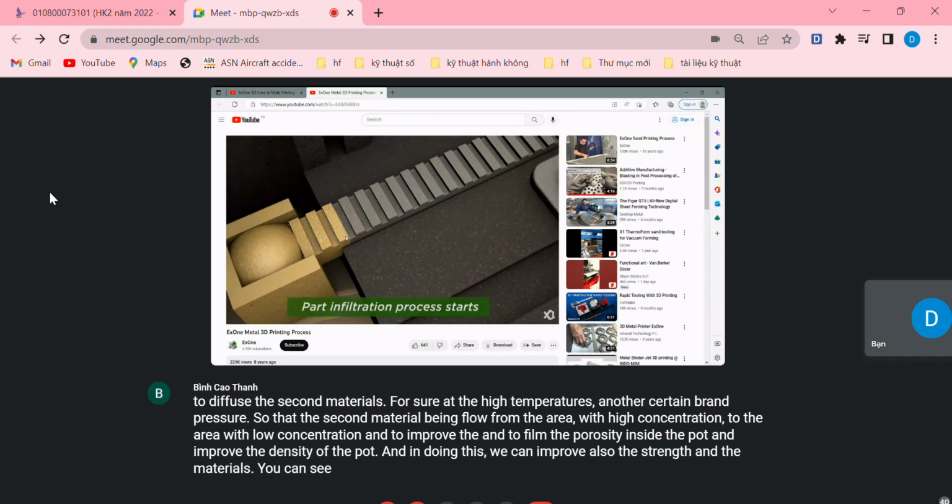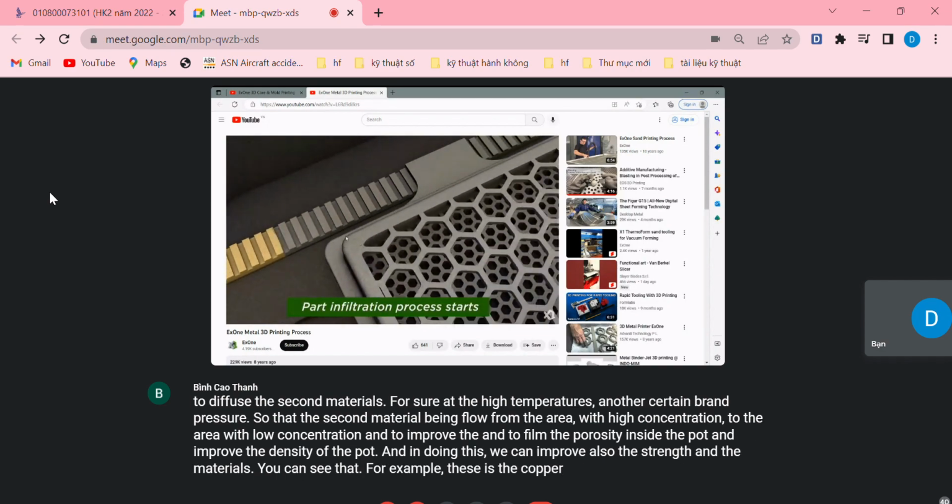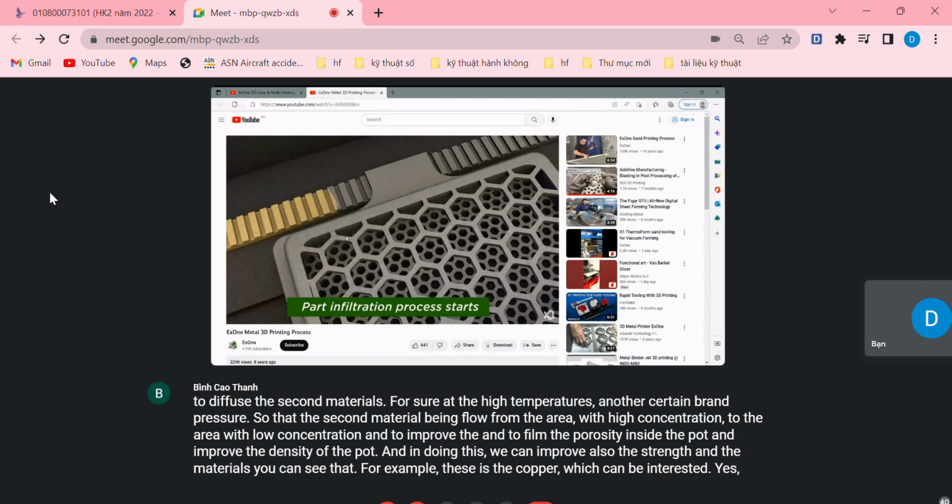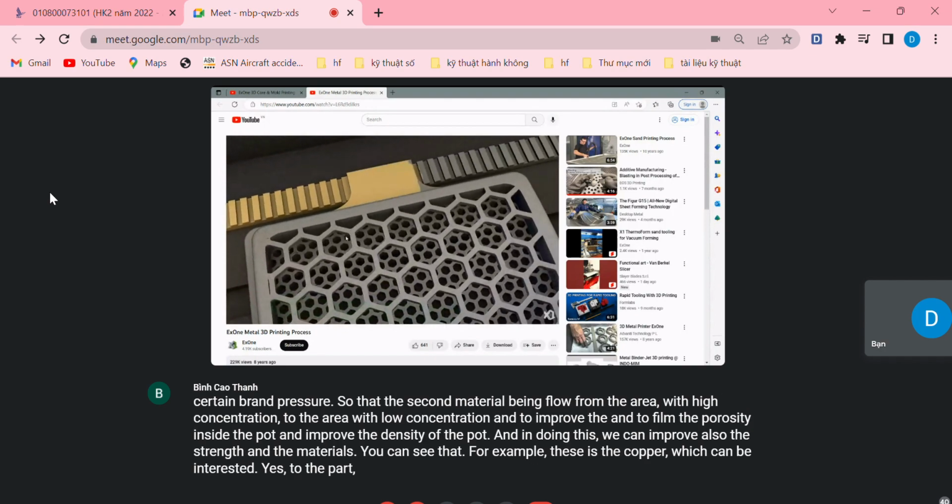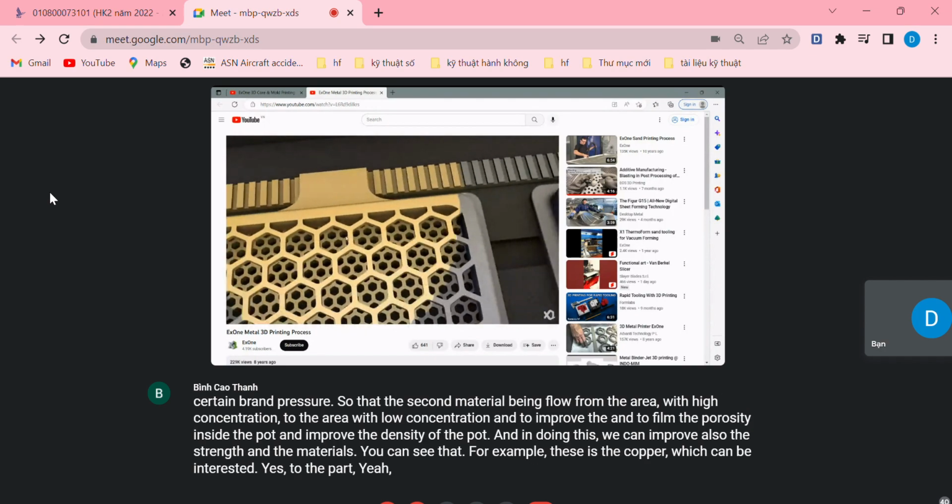And in doing this, we can improve also the strength of the materials. So you can see that, for example, this is the copper, which can be infiltrated into the part. Infiltration.